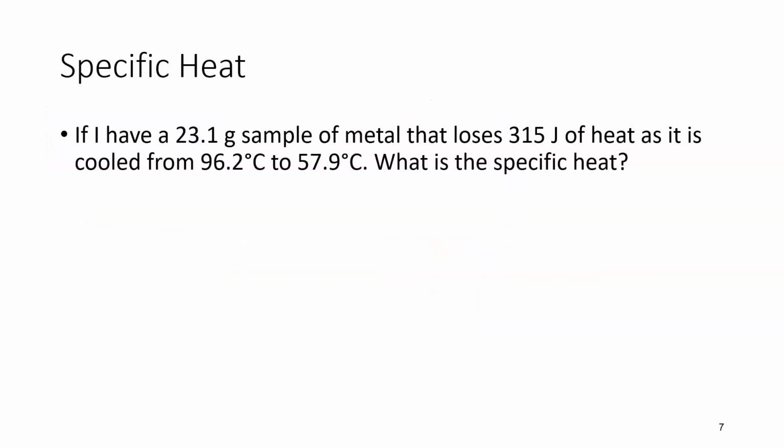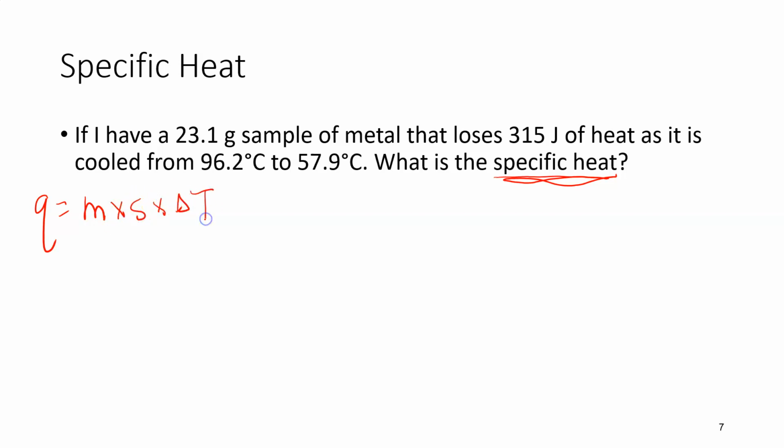So let's try an example. So here's a question that involves specific heat, and we're having to calculate it. If I have a 23.1 gram sample of metal that loses 315 joules of heat as it is cooled from 96.2 degrees Celsius to 57.9 degrees Celsius, what is the specific heat? So if we're doing a calculation, and we recognize the term specific heat, you see that. Either they give you the specific heat, or like in this one where they're solving for it, that's your hint that this is our equation.